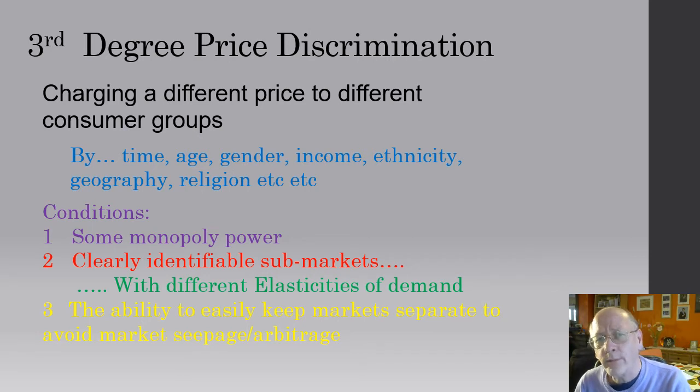And the third thing, it's got to have some ability to stop people from the cheaper sub-market selling their goods on to people in the more expensive sub-market, because that of course would mean that the firm would not be getting those people's purchases. Now that is called market seepage or arbitrage, and if that goes on to a great extent, then firms cannot third degree price discriminate easily.